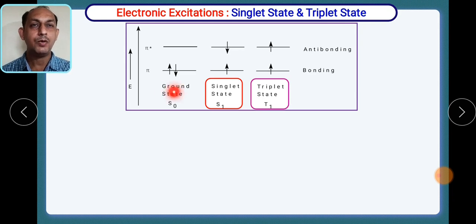What will happen in the ground state? We know that electrons are paired, one with parallel spin, another with anti-parallel spin. So what will happen once the excitation takes place, like when this particular molecule absorbs light? These two electrons become unpaired, so one is promoted to the anti-bonding orbital. These two electrons may have one with parallel spin, another with anti-parallel spin.